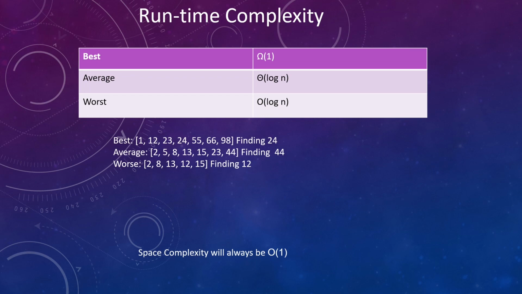For average and worst, as you can see here, if we're looking for the number 44, we'd split the array and start at 13. We'd figure out that it's higher than 13, so we go to between 15 and 44. We'd figure out it's higher than 23, so we'd go between 23 and 44, and we figure out that it's 44 here. And the same thing in the worst case. And the space complexity will always be 1.